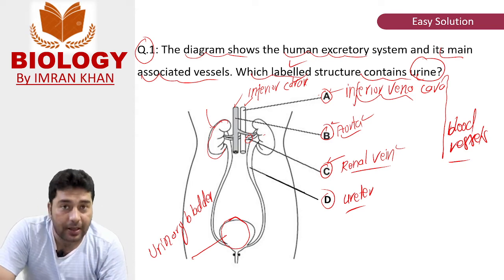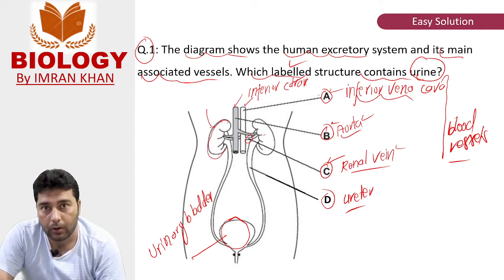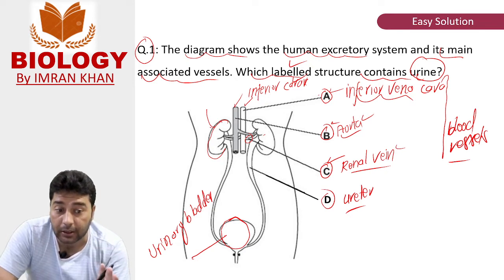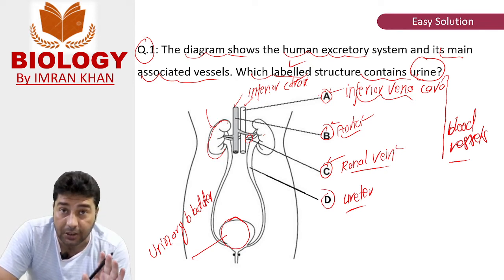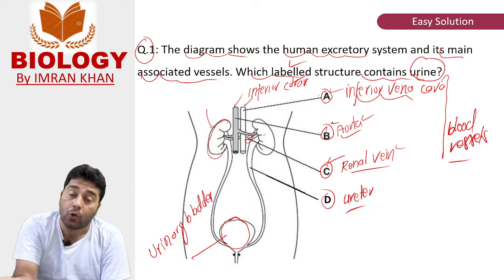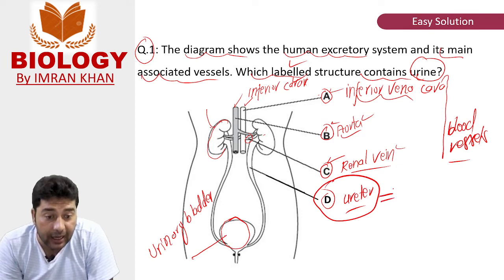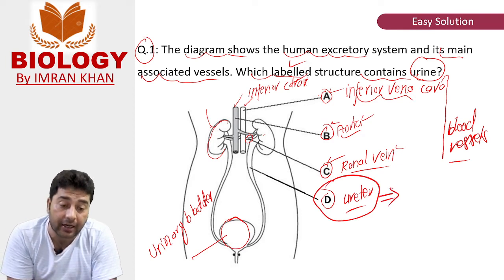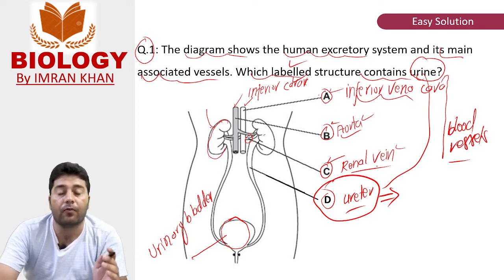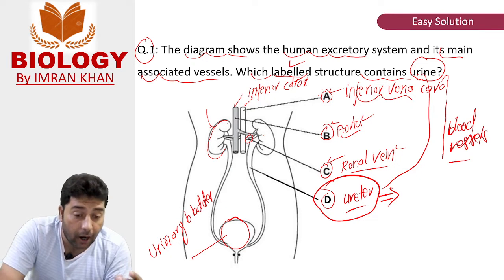So this is the method of exclusion to solve multiple choice questions. We have four options. Three of the options are blood vessels, and blood vessels do not contain urine. So automatically our answer must be delta. Delta is the structure that contains urine. So this was the first part of our question, the first important question that I had to answer.